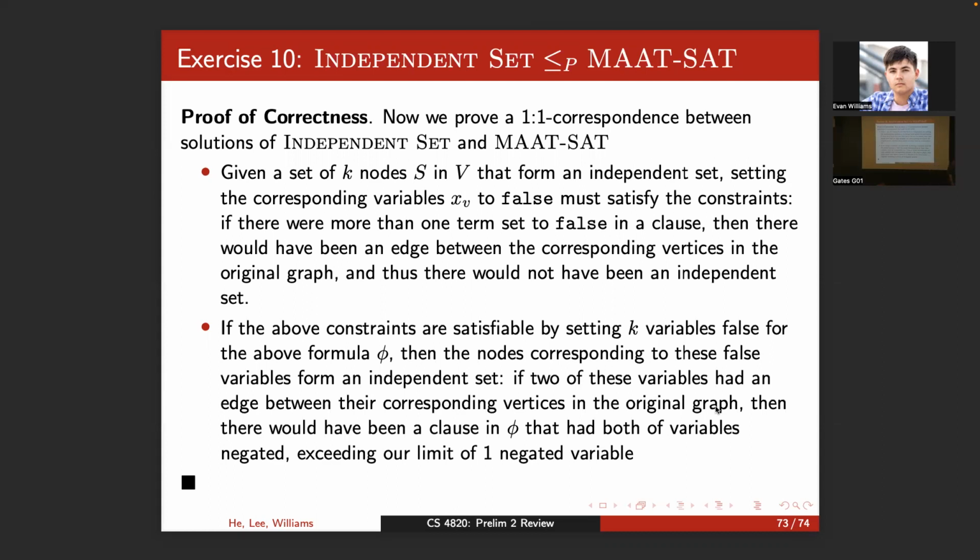Similarly, suppose that I'm able to satisfy the monotone almost all true SAT problem. You can just take the variables that are false and they must form an independent set, by the same logic. The converse, or reverse direction, holds very naturally. Does this problem make sense? Kind of?